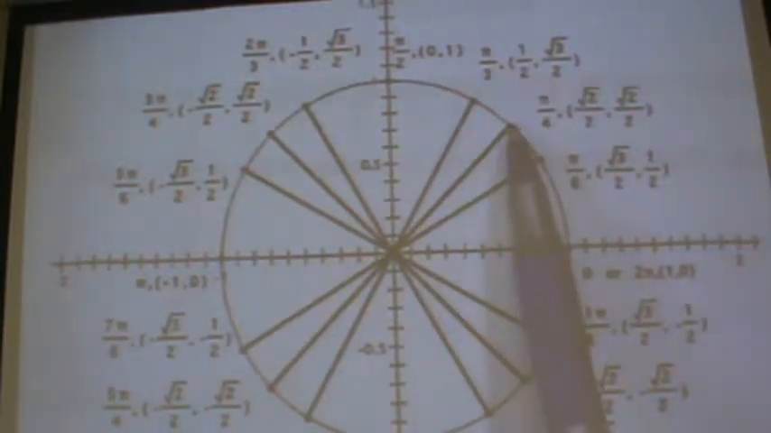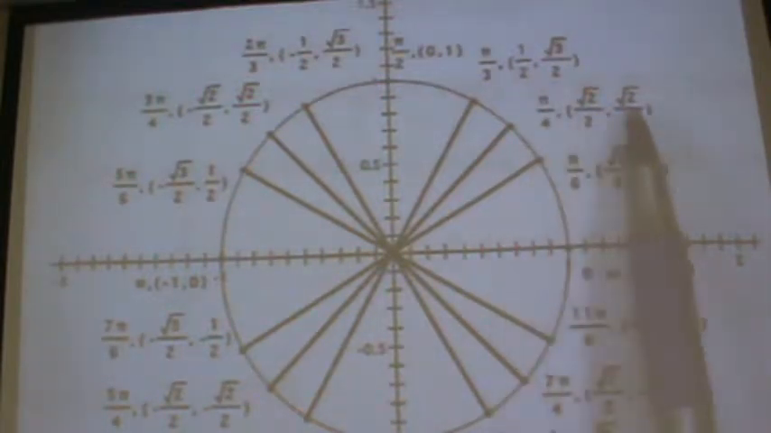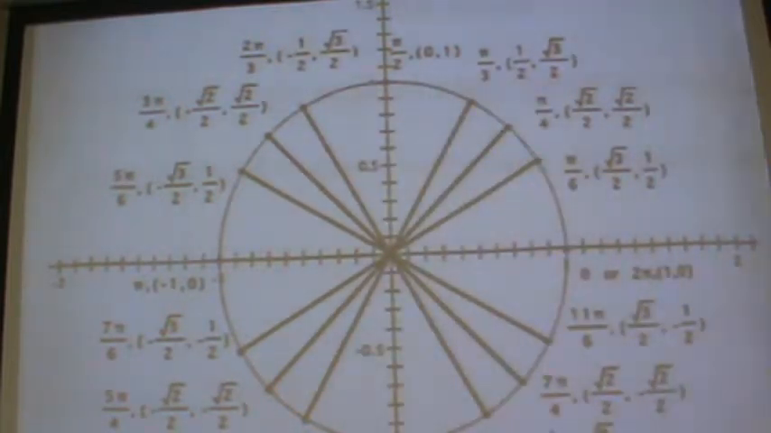This is your 45 degree. This would be root 2 over 2, comma root 2 over 2. That's what that point is right there. This is 60 degrees. This would be 1/2, and root 3 over 2 is your y value. And then pi over 2, this ordered pair is 0, 1.